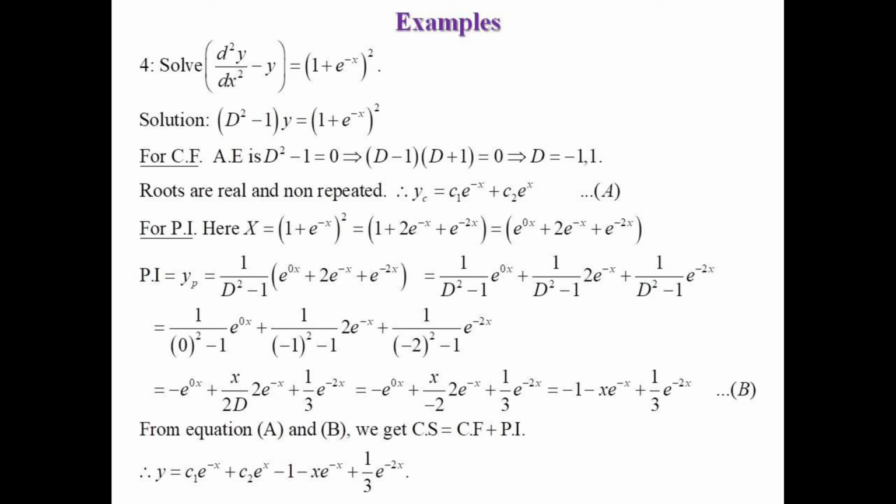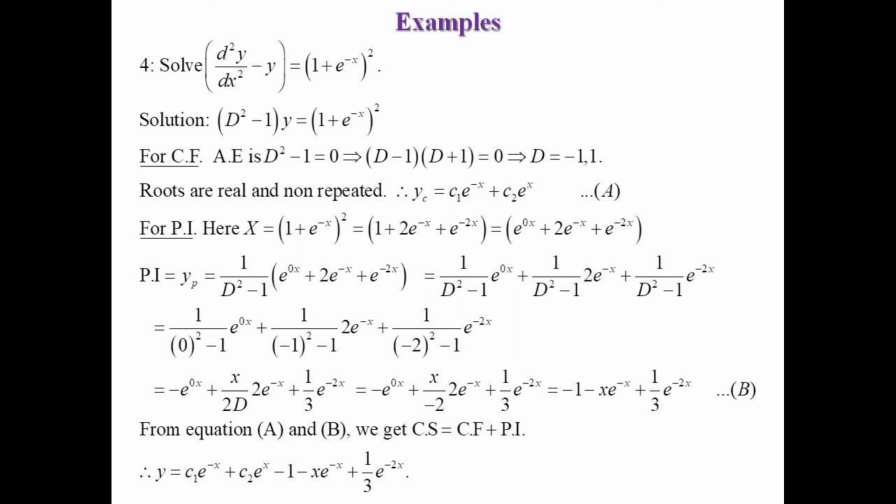After simplification, we get the right hand side in standard form. That means if we replace 1 by 1 into e raised to 0x, with the second term as it is and the third term as it is, then we get all three terms, that means e raised to 0x, 2 e raised to minus x and plus e raised to minus 2x. All these three terms are in standard form. That means we get standard form type number 1, when X is an exponential function. So then we can easily apply type number 1 for solving the example.